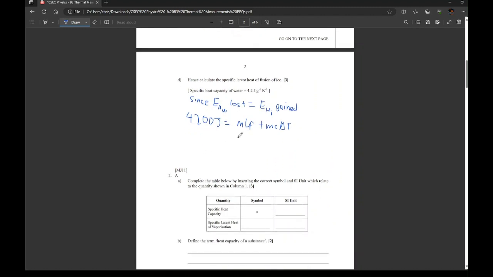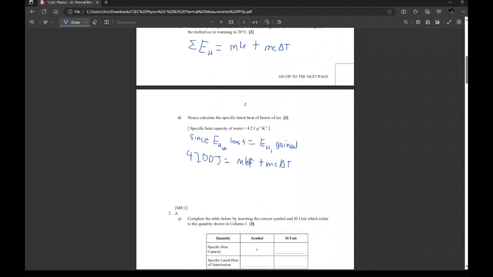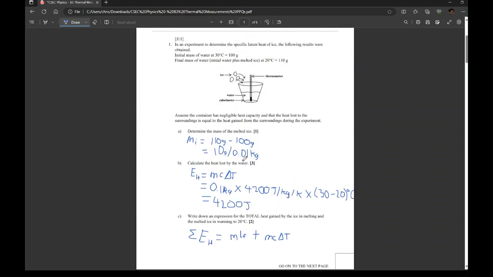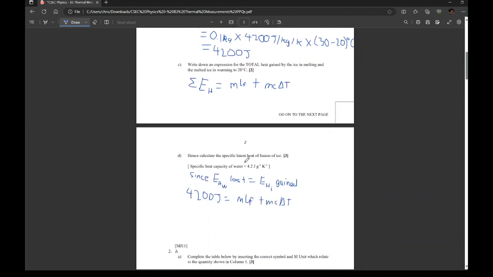So now we can just go ahead and fill in what we know. So we know the mass of the ice, which would be 0.01 kilograms. We also know the specific heat capacity of water, and we know the temperature change. So the only thing we actually don't know is indeed the latent heat of fusion of the ice. But we can solve for it by doing a little bit of algebra. So let's actually just do this over here.